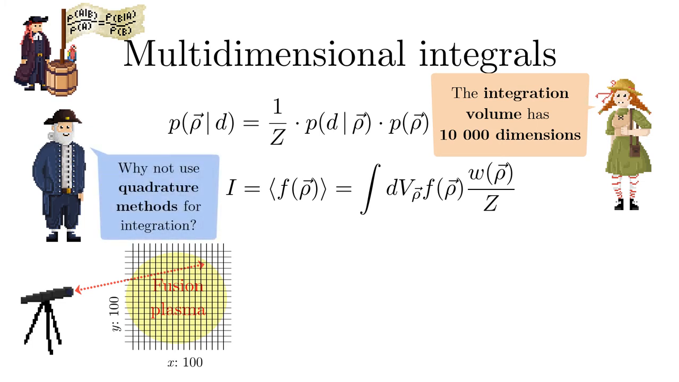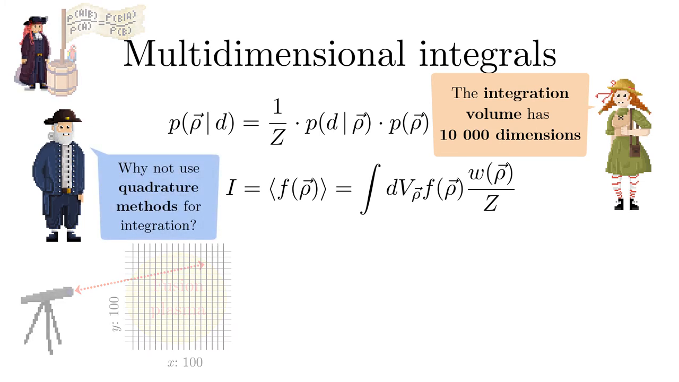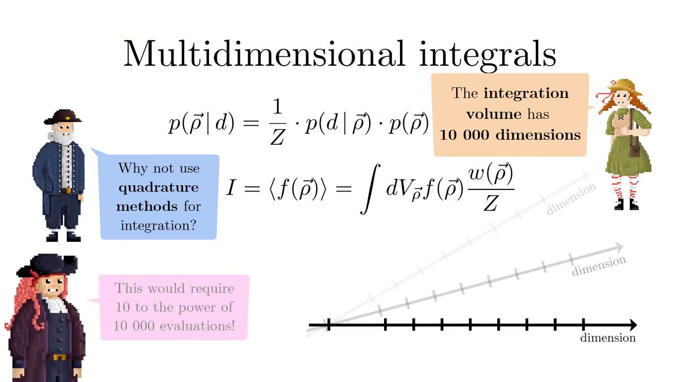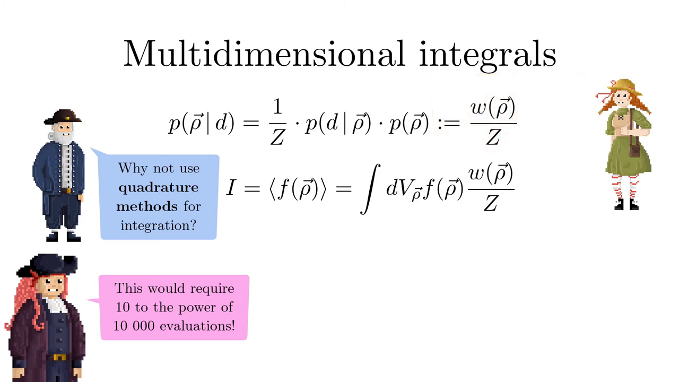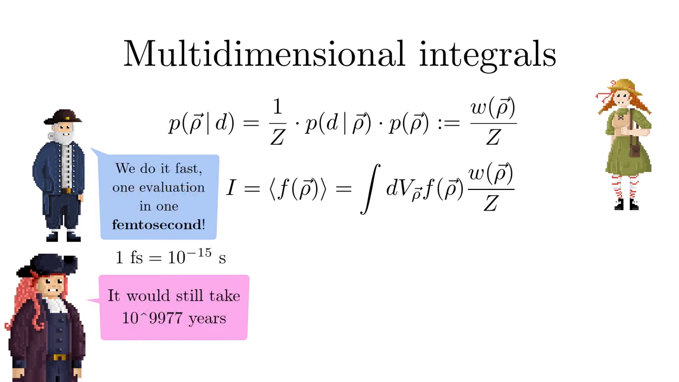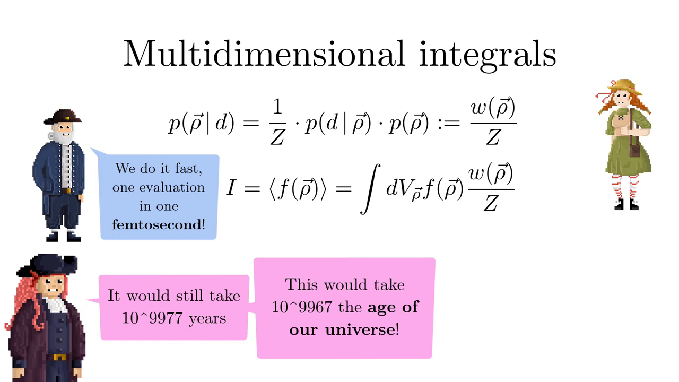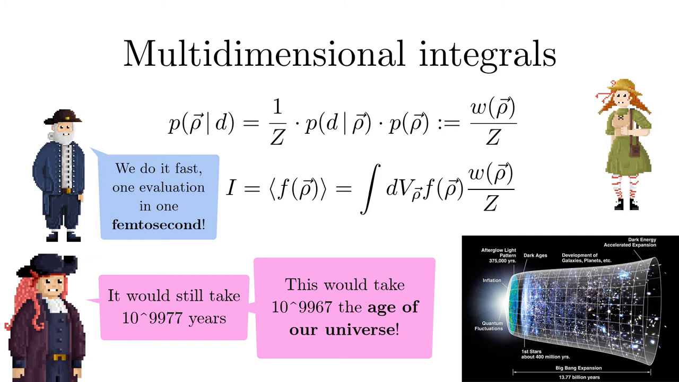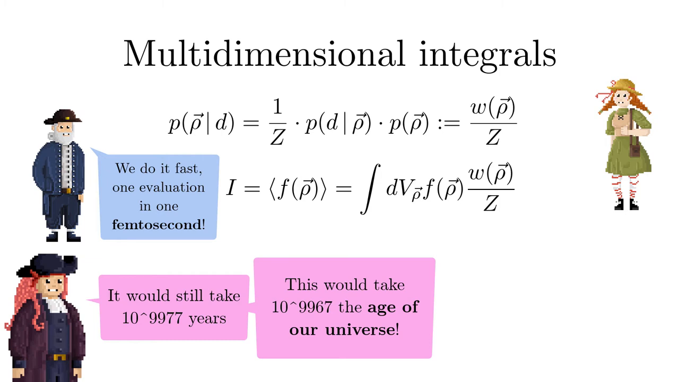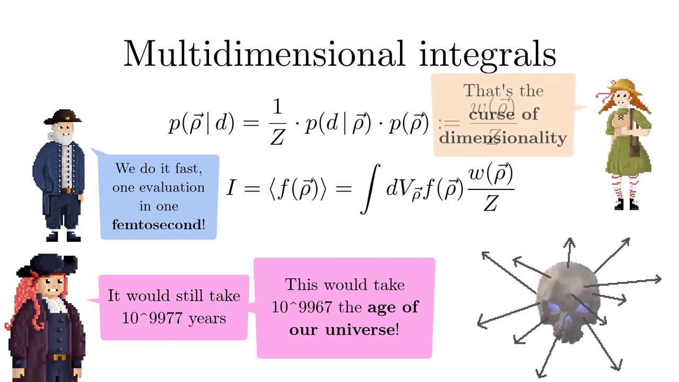If we would use standard quadrature methods with, say, 10 integration points per dimension, then you would have to evaluate the posterior 10 to the 10,000 times. If each evaluation could be done on an atomic timescale, say in femtoseconds, it would still take 10 to the 9,977 years. The Big Bang happened roughly 10 to the 10 years ago. So it would take 10 to the 9,967 Big Bangs before the computer spits out the result, not to mention how it can survive it all. This impressively illustrates the curse of dimensionality.